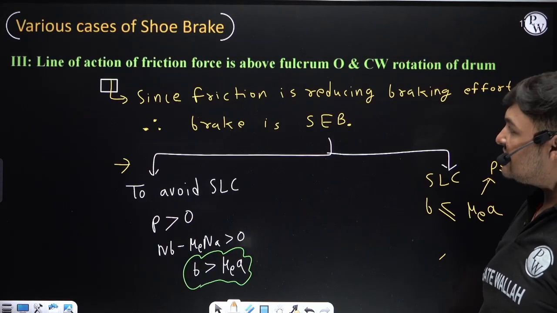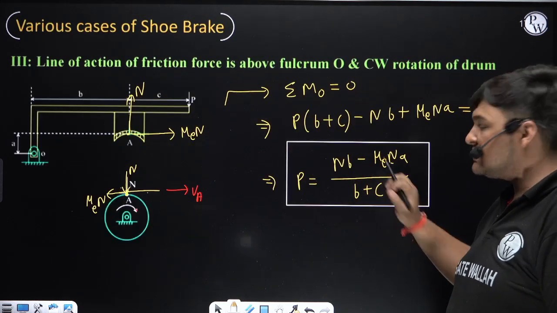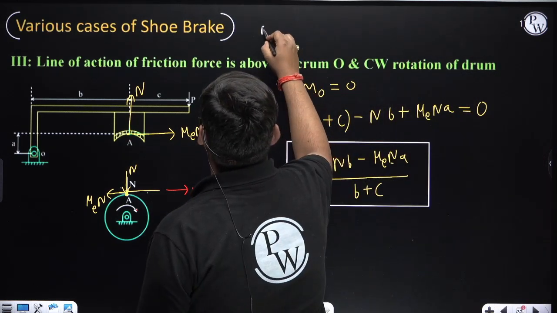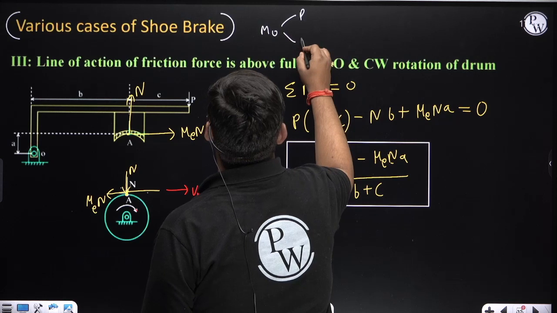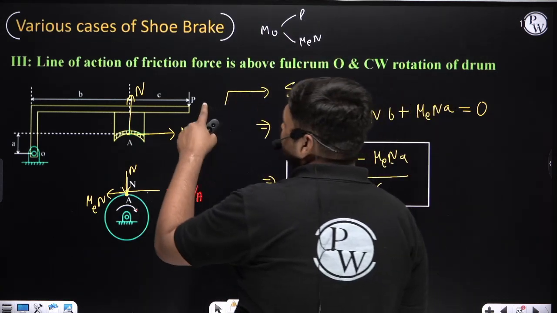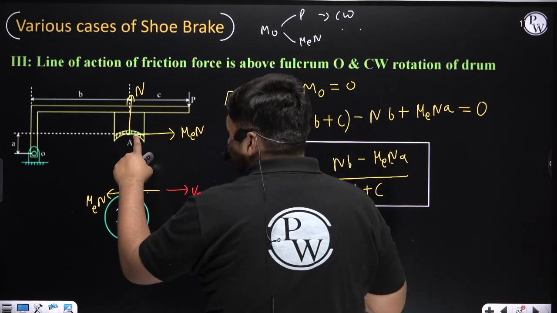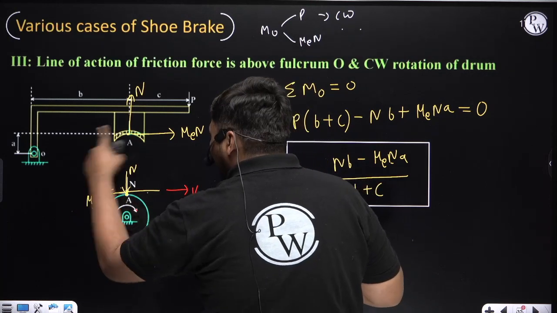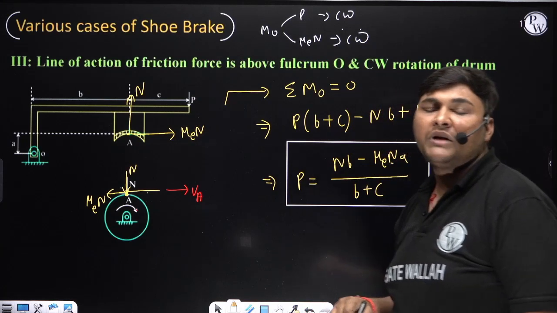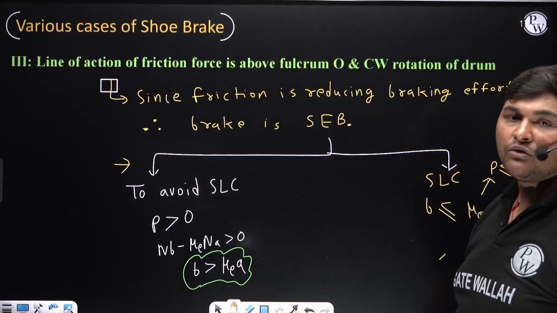Then we have discussed case 3. In that we have concluded the brake is self-energizing by this relation. Now I am using this method: the direction of moment of effort P about the fulcrum and the moment of friction force about the fulcrum. The direction of moment of effort P about the fulcrum is clockwise. The direction of moment of this friction force in the body of the lever about fulcrum O is also clockwise. Again both directions are the same, and if both directions are the same, this brake is self-energizing. Same conclusion we have made.